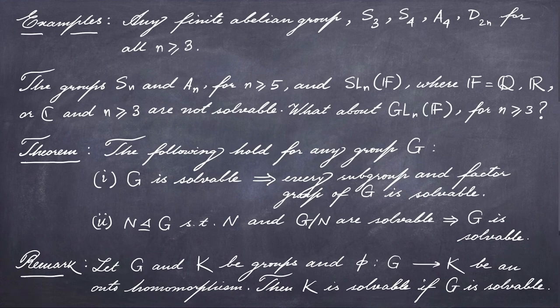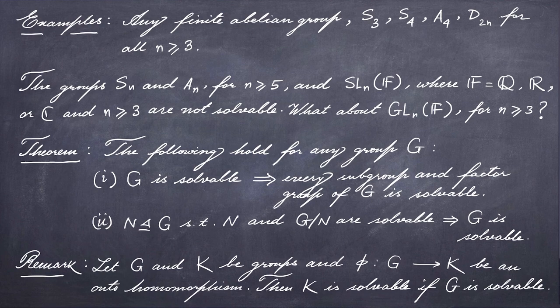But when n is greater than or equal to 5, then Sn and An are not going to be solvable, because you see that the derived subgroup of Sn will be An, and then if you further take the second derived subgroup, you will throughout get An. So you're not going to get the trivial one eventually. So when n is greater than or equal to 5, Sn and An are not solvable.